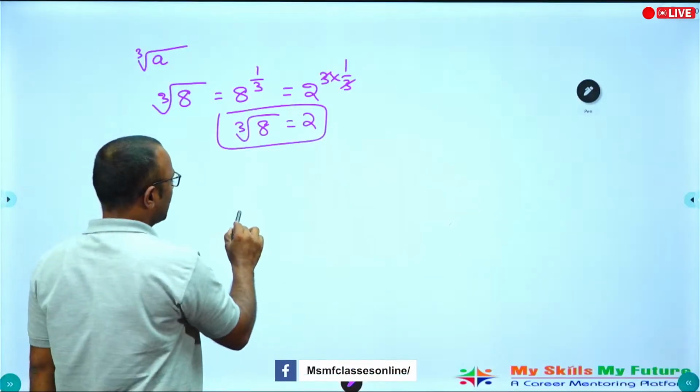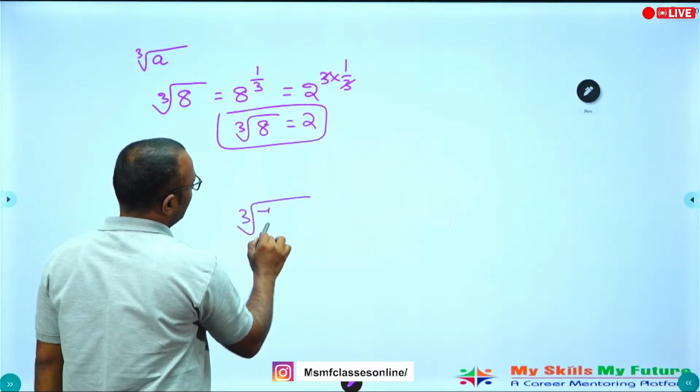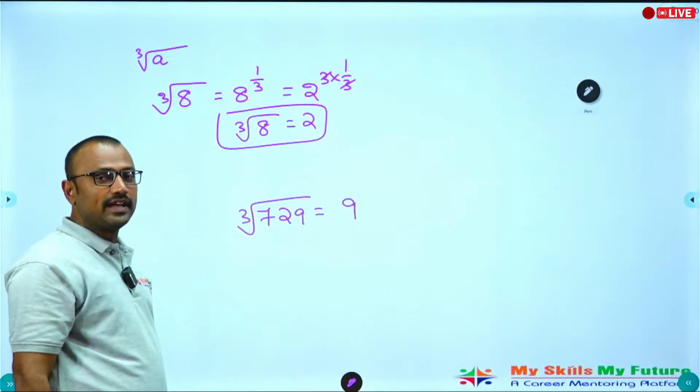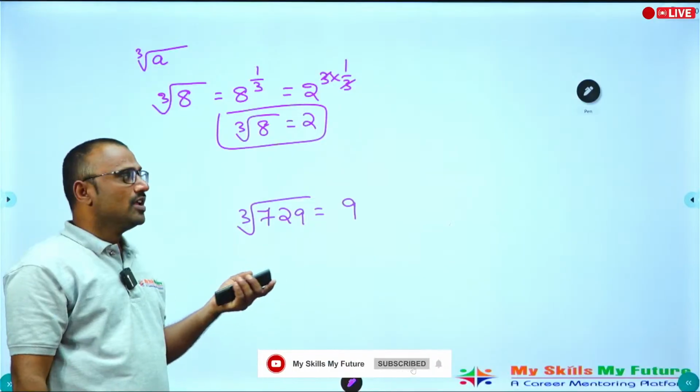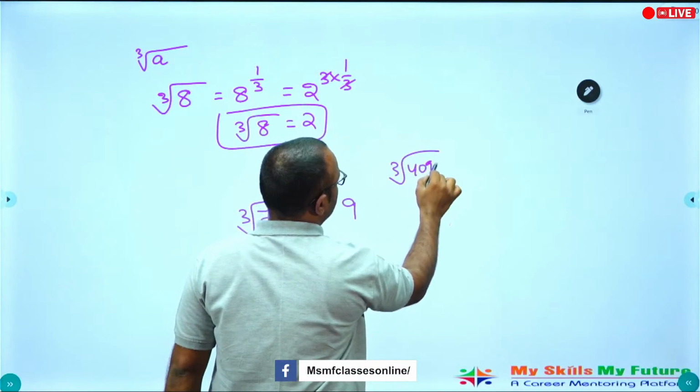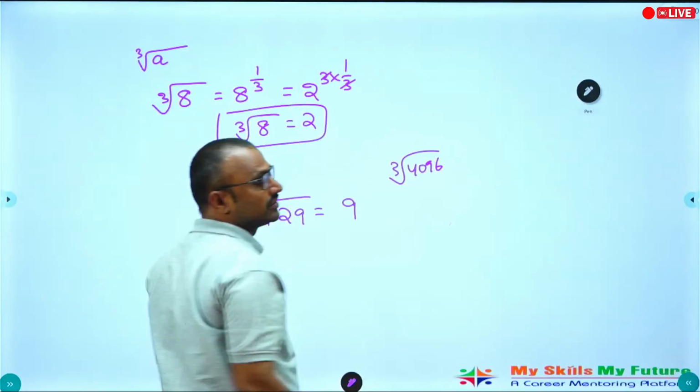What is the cube root of 729? Directly we can say that is 9. Why? Because 9 cube is 729. So what about the cube root of 4096? What about when such numbers come? How to find it?